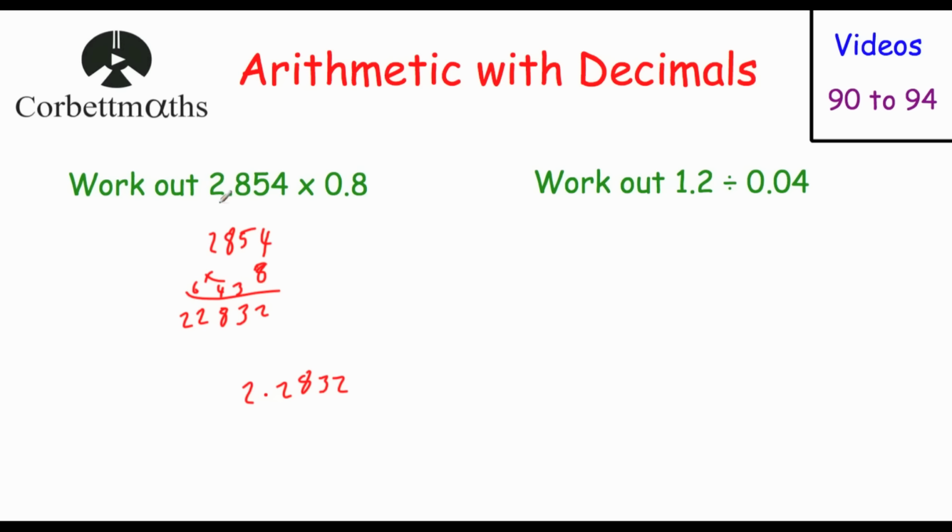Alternatively, you can take this 22,832 divided by 1,000, because you need to multiply this number by 1,000 to get a whole number. So dividing this by 1,000 would be 22.832, and then dividing it by another 10 would be 2.2832, and that's it.